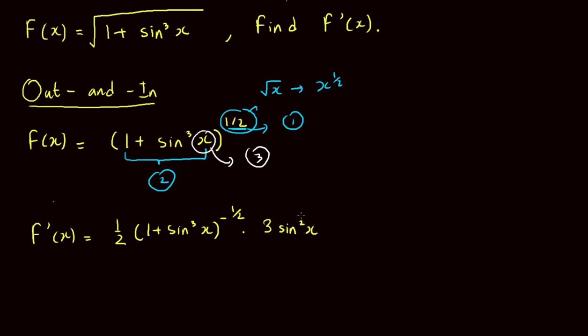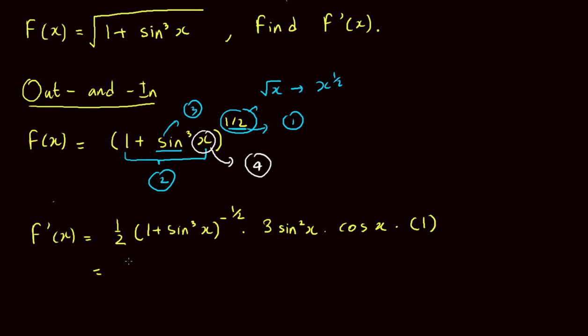Actually, my bad, I forgot to mention one more thing. This would actually be the fourth point, sorry, because I forgot that we also have the case for sine cubed. That would be our third. I mean, the sine itself is the third outermost function. So just to clarify that, 3 sine squared x times cosine of x, and times 1, because we differentiate x and we get 1.